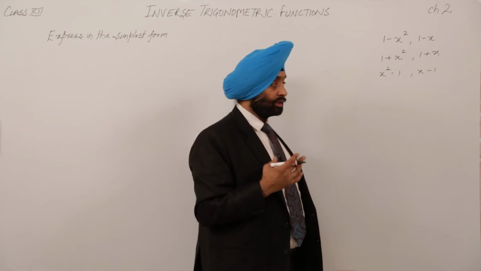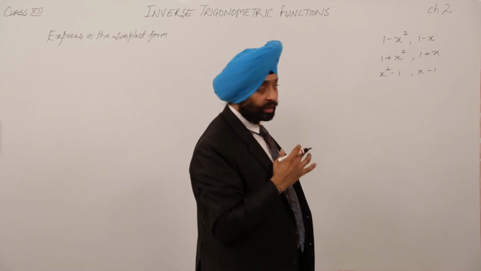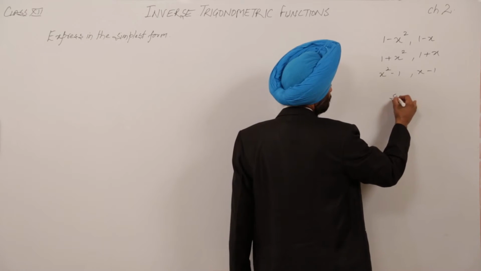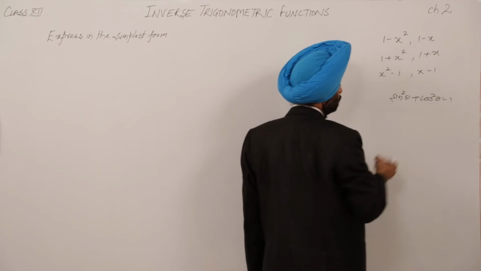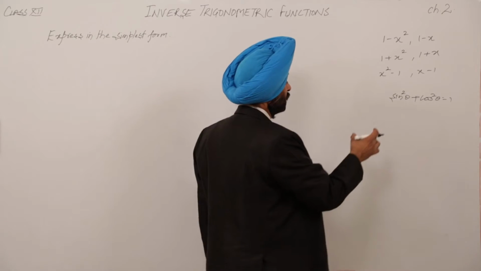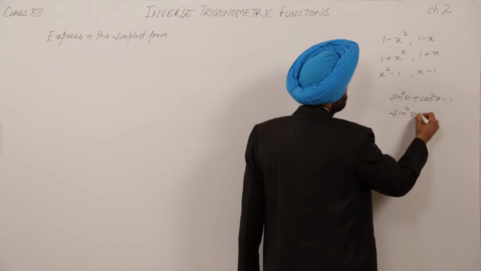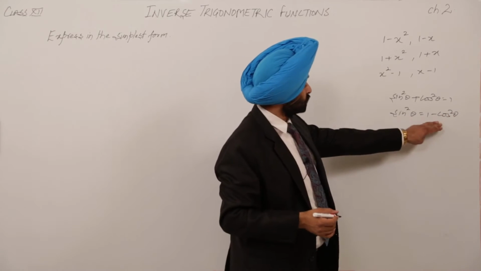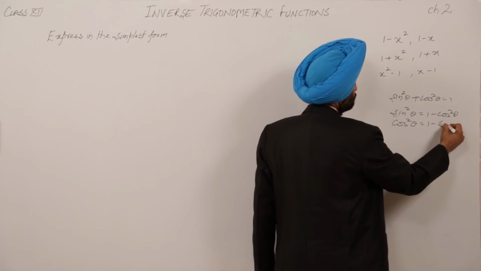Basically, I am going to use the trigonometric identity which you have done in class 10th. The identity is sin square theta plus cos square theta is equal to 1. So for the first part, if it is 1 minus x square, using this identity we can write sin square theta is equal to 1 minus cos square theta, and cos square theta is equal to 1 minus sin square theta.